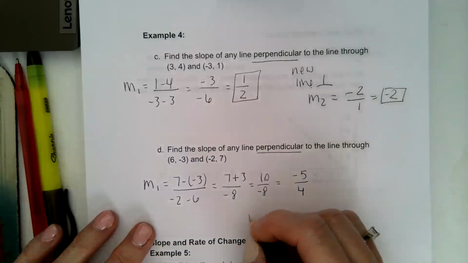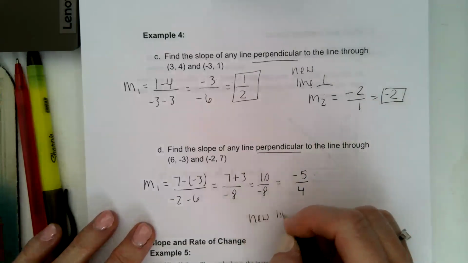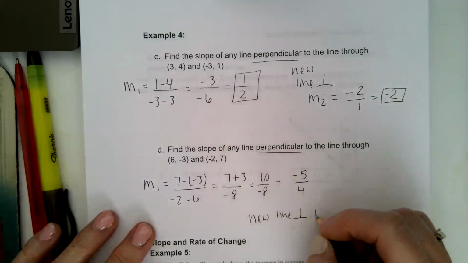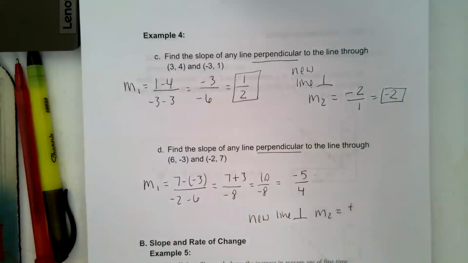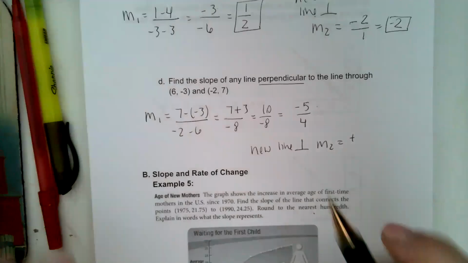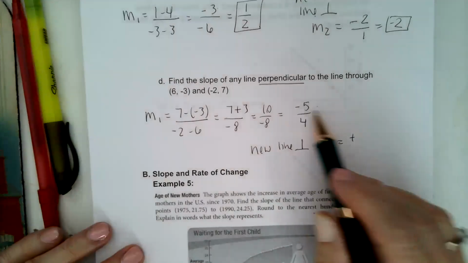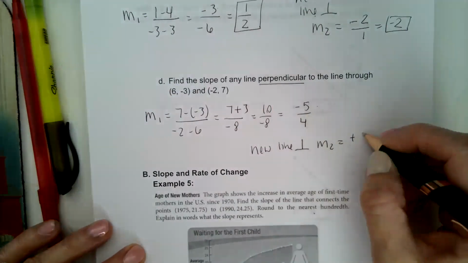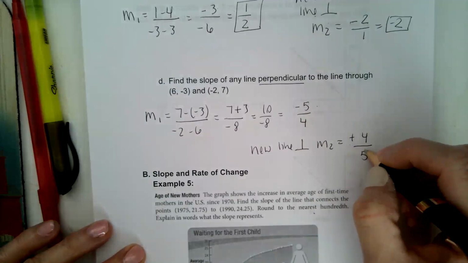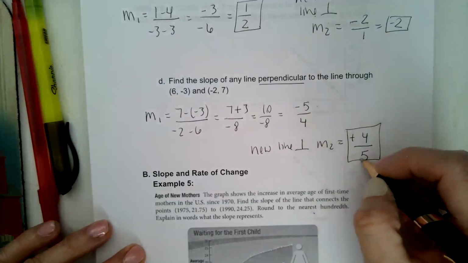So that means the new line that's perpendicular has a slope that's positive because the first line has a negative slope. They're opposite signs when they're perpendicular, and reciprocals. So I'm going to flip this over. So the new line will have a slope of +4/5.